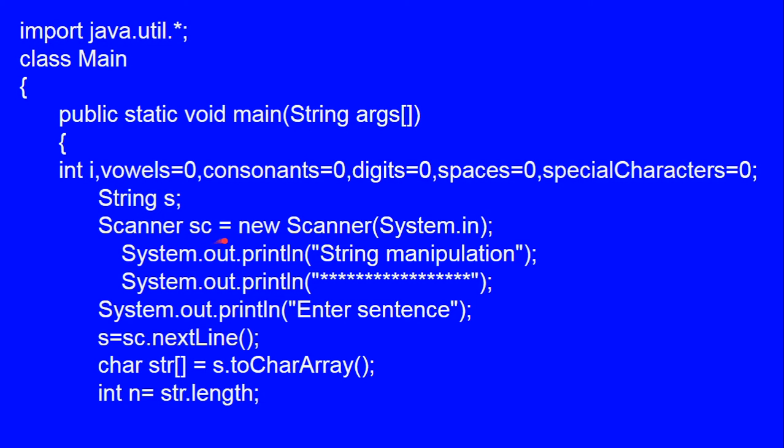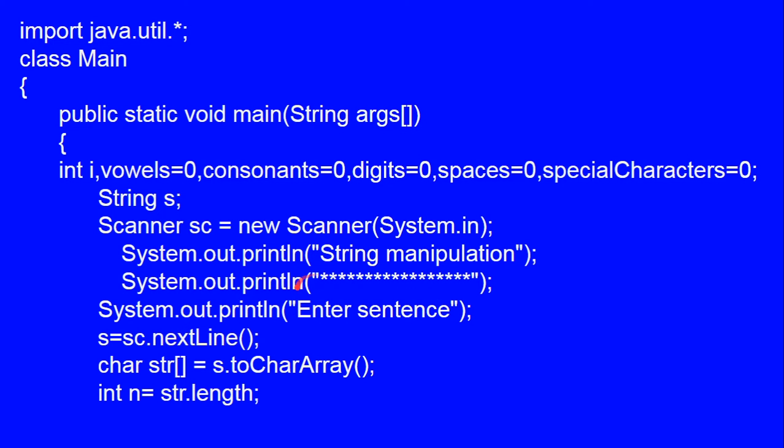Then System.out.println string manipulation, just a message on the screen. Likewise System.out.println with some design, like an underline or anything we can put here. We should understand that whatever we type within the code will be displayed on the screen as it is. That is the purpose of System.out.println, and within the double quotes we can write anything we want to display on the screen. Then System.out.println enter the sentence.